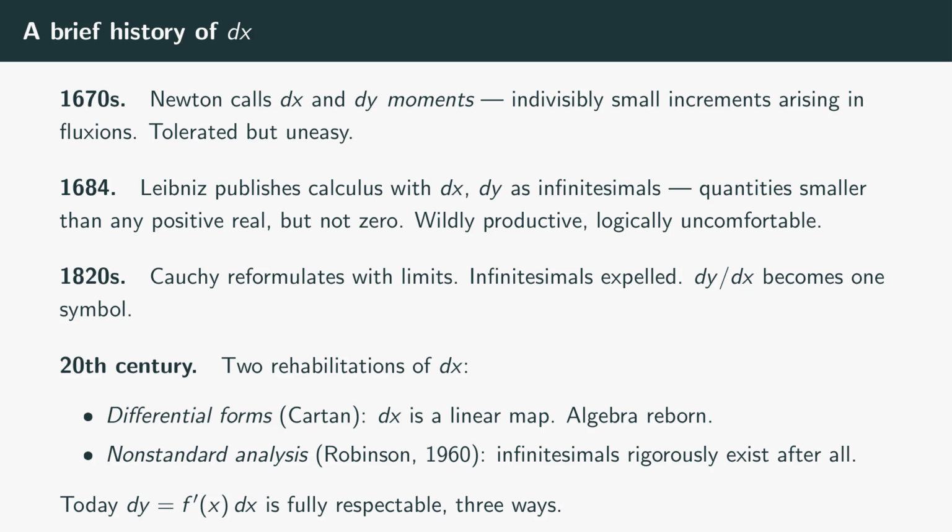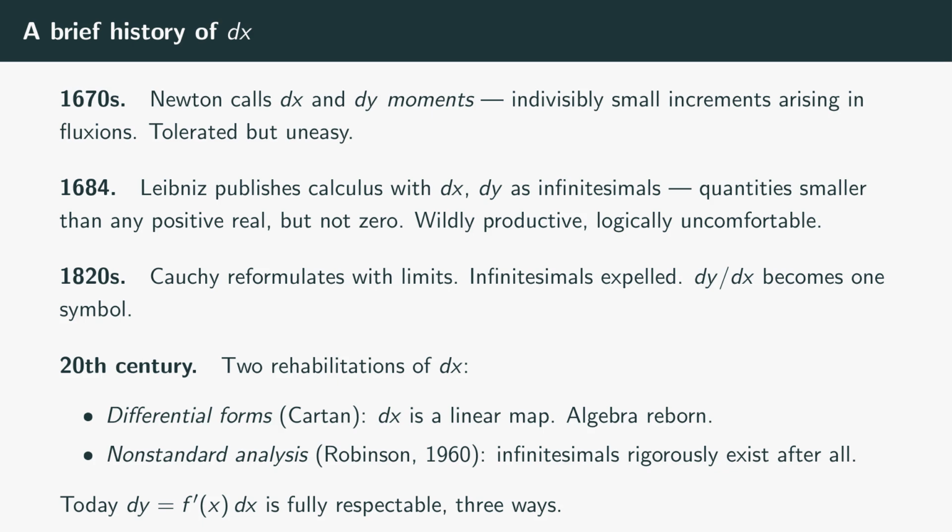Leibniz's calculus was wildly productive. Much of the calculation we still teach is Leibniz's, but it was also logically uncomfortable. Mathematicians of the 18th century used infinitesimals because they worked, while flinching at the fact that nobody could say what an infinitesimal really was. That stayed unresolved until the 1820s, when Cauchy reformulated calculus on limits using the epsilon delta machinery you may have suffered through in analysis class. Infinitesimals were expelled. The symbol dy over dx became one indivisible symbol with no separate meaning for dy and dx. That was the conservative orthodoxy for a century.